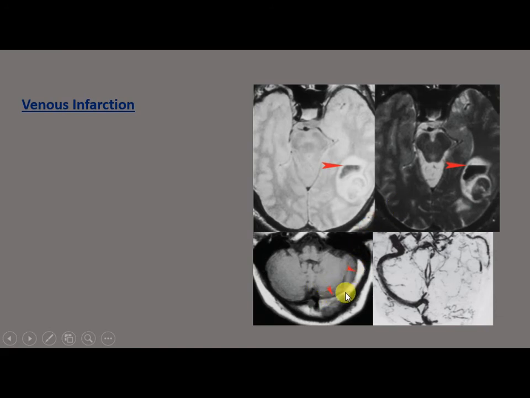This is the MRV, or the T1 MRI. You can see that the left straight sinus and transverse sinus are occluded and appear as a high signal due to either thrombosis or slowing flow. And this is the MRV. There is absence of the left transverse sinus, indicating occlusion of the sinus.